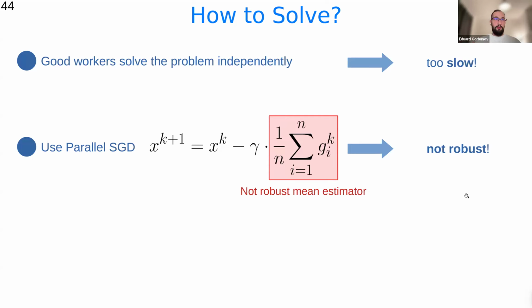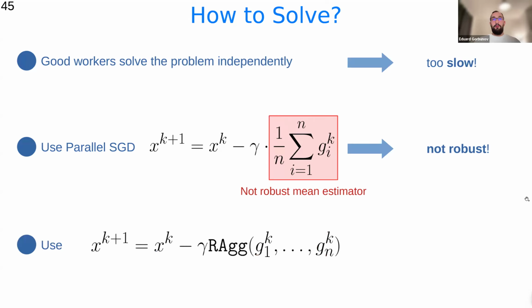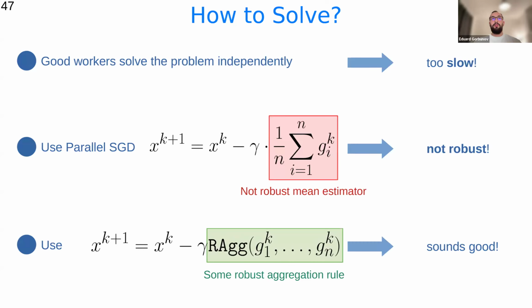Because of this, many researchers and many papers in the literature focused on fixing this averaging. A very good and widely used idea is to replace this averaging with some robust aggregation rule and just plug it into the same SGD type update. It's a very natural idea and sounds reasonable. So let's see what was done. I will provide some examples.